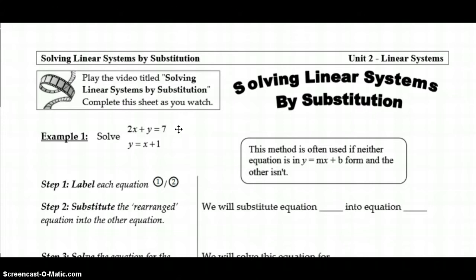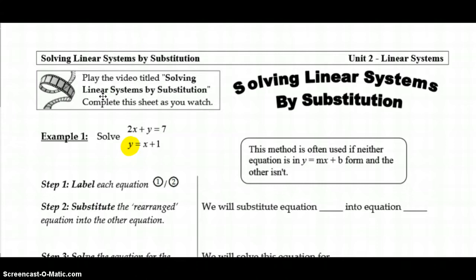We're provided with two equations. So the first one is 2x plus y equals 7, and the second linear equation is y equals x plus 1. In order to solve a linear system using substitution, we must have one of our equations already isolated for either the x or the y value. So you'll see our second equation here is already written in y equals form. It can also be rearranged to have x by itself as well, and that would allow us to use substitution, which we can see in a further example when we get to example number 2.